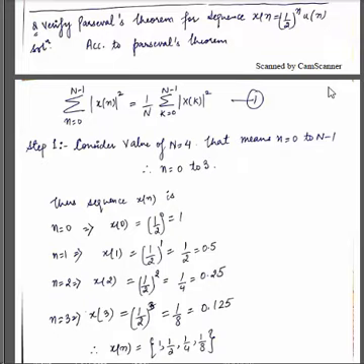Now the next question is related to Parseval theorem. The question is to verify Parseval theorem for the sequence x of n equal to (1 by 2) raised to power n, u of n. According to Parseval theorem, the summation for n from 0 to N minus 1 of the absolute value of x of n whole squared is equal to 1 by N times the summation for k from 0 to N minus 1 of the absolute value of X of k whole squared. That is equation number 1. Now first we have to solve the left hand side, then the right hand side.